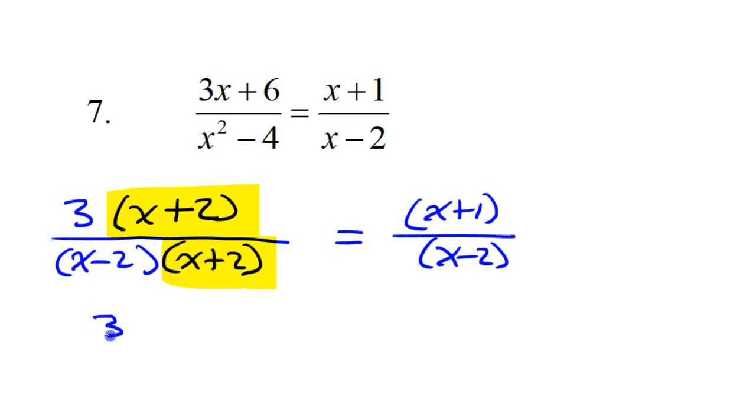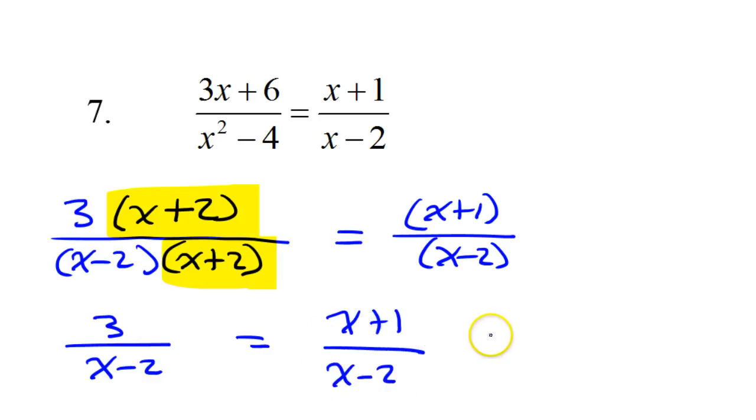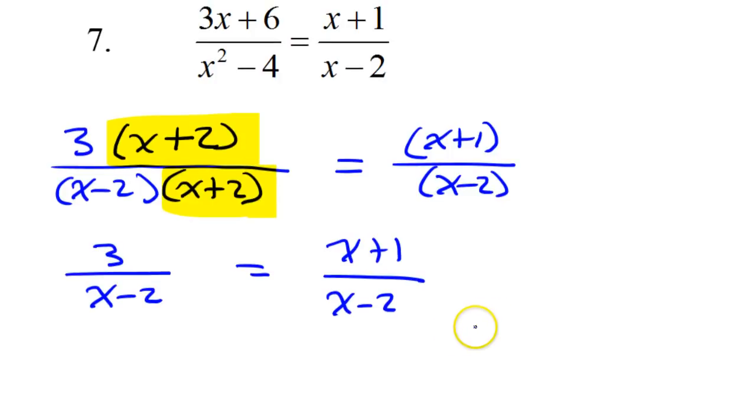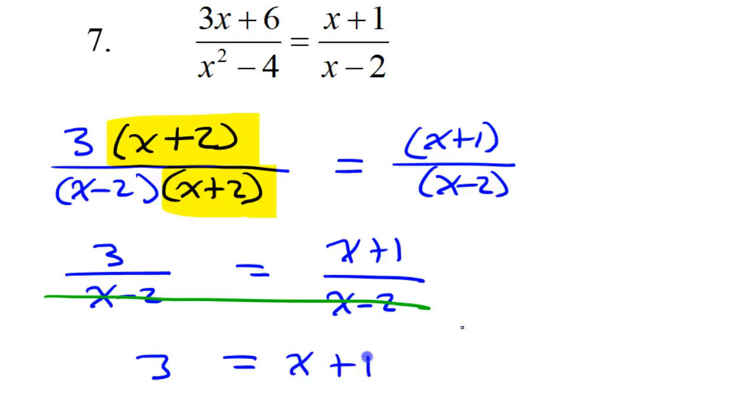So now I have 3 over x minus 2 is equal to x plus 1 over x minus 2. Oh, well, that's nice, because I want the denominators to be the same, and they already are. So we know that once the denominators are the same, we can ignore the denominators and just look at the numerators. Okay, so 3 must equal x plus 1.